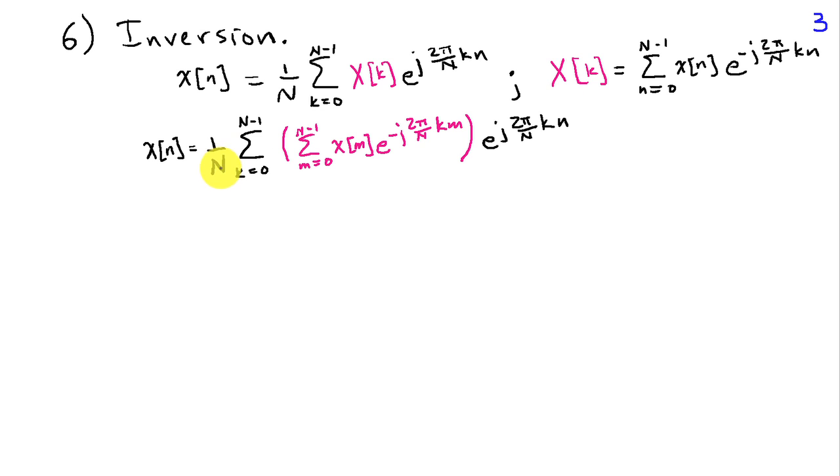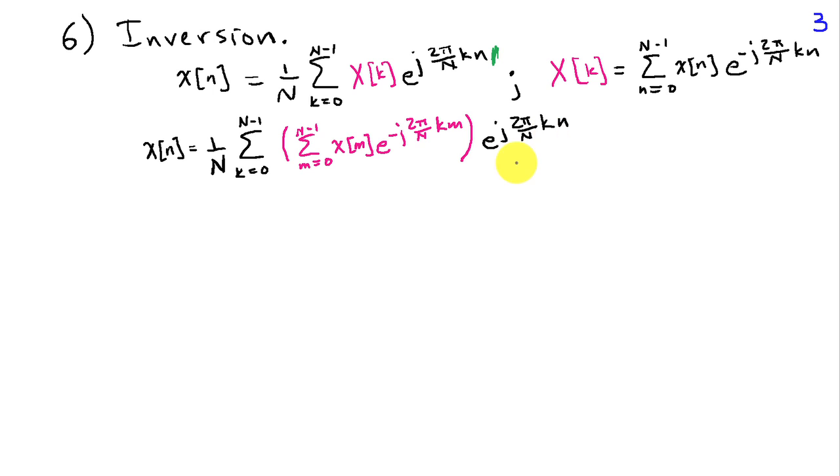I have that x[n] is 1 over N, the sum k equals 0 to N minus 1 of, and I've written in red here the substitution for X[k]. And you'll also notice that I changed the index of summation to m here because we already had an n up in this expression for the inverse, and so I can't use n for an index of summation. Okay, I need something else. So we're going to have the sum m equals 0 to N minus 1 of x[m] e to the minus j 2 pi over N k m, and then all of that is multiplied by e to the j 2 pi over capital N times k times lowercase n.